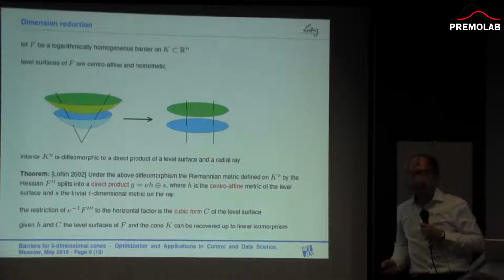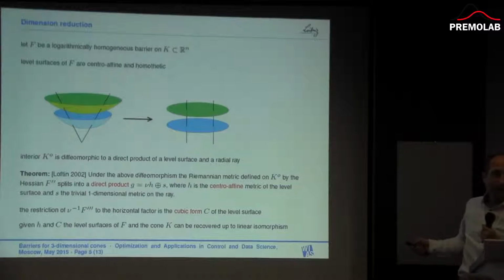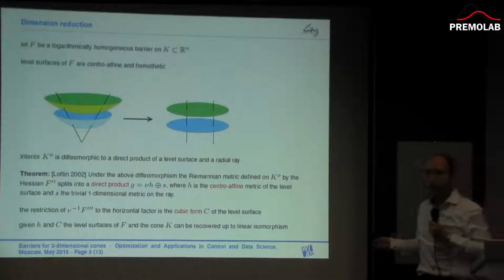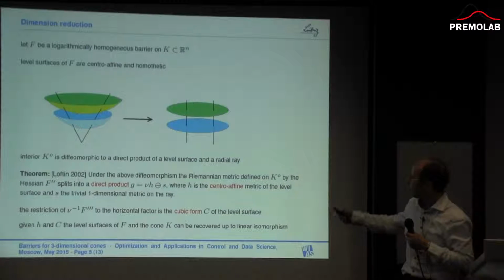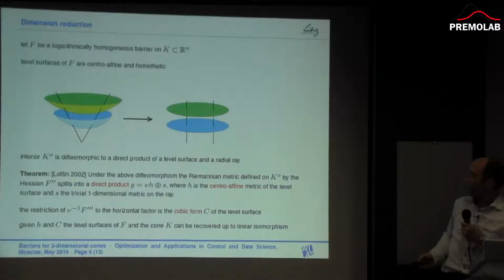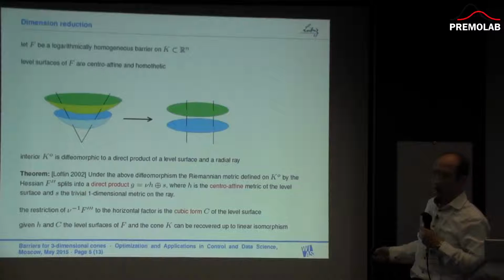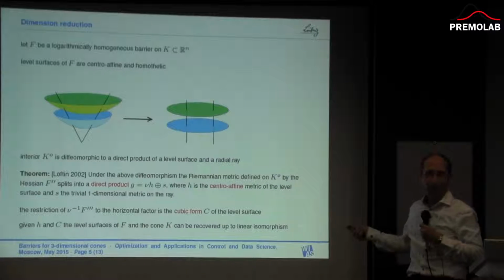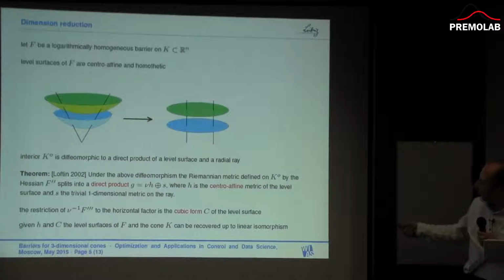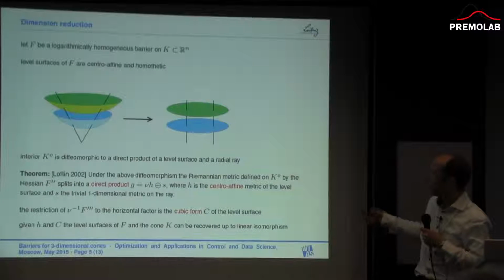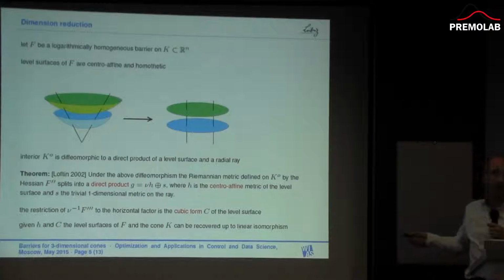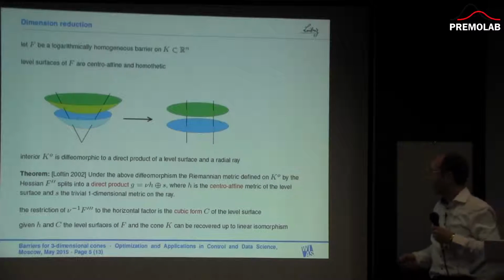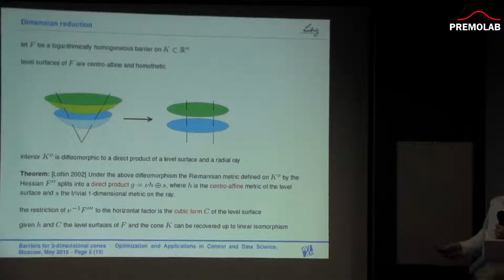And it turns out that it's not only topologically like this, but also the Riemann structure is a direct product of the Riemann metric on the level surface and on the ray. So the Riemann metric factors out a one-dimensional trivial factor, and all the non-trivial content is inside a level surface. So instead of considering the interior of the cone, we may just work with a level surface. So this decreases the dimension by 1. And this is where geometry sets in.